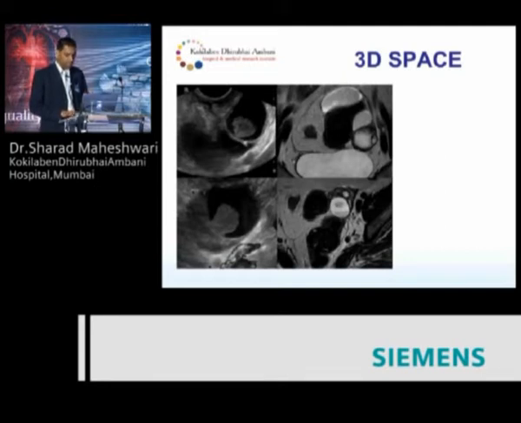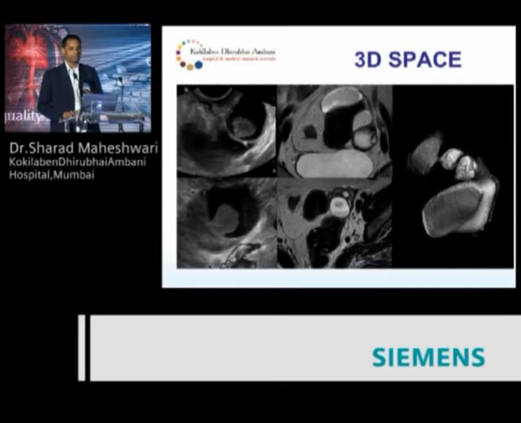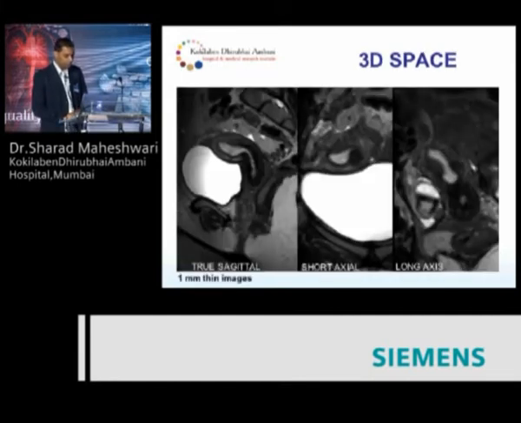I think I'm missing a slide where I'm showing other examples: ovarian cyst, hydrosalpinx, other ovarian lesions where 3D SPACE was used. This is another thing which I can do with 3D SPACE. I think on our 1.5 Tesla you can do 2 millimeter images and still have reconstructions. On the 3T we are using 1 mm images.